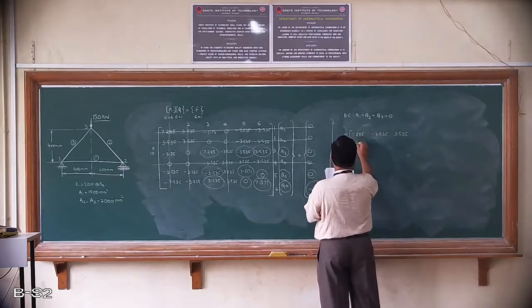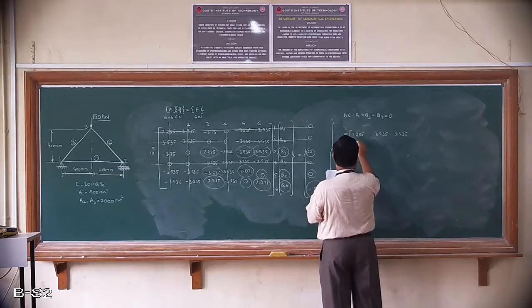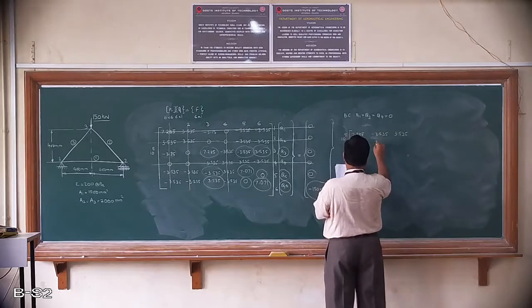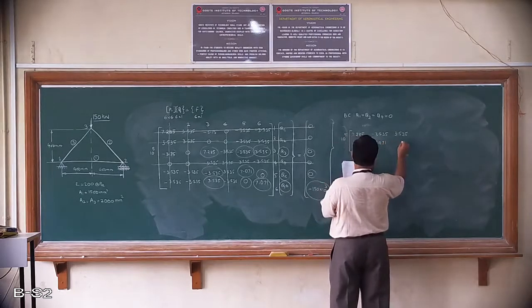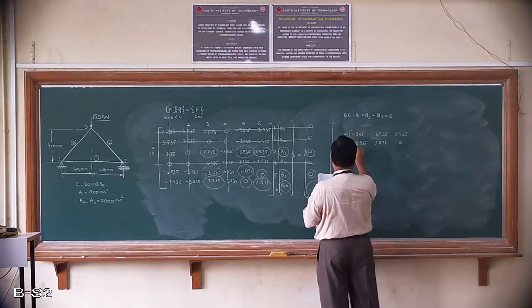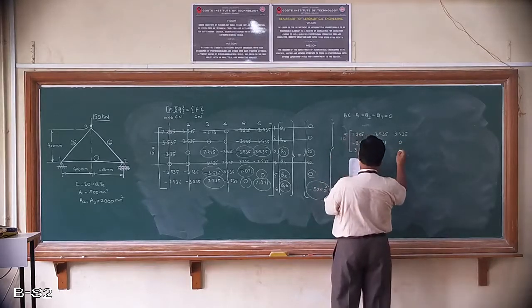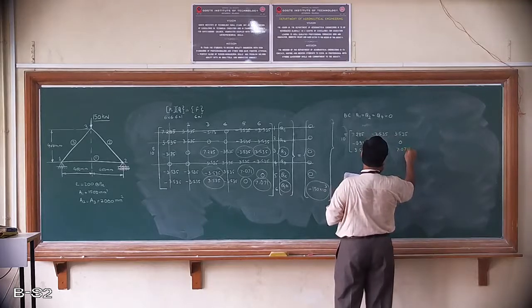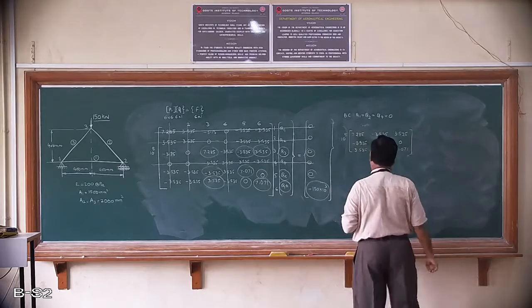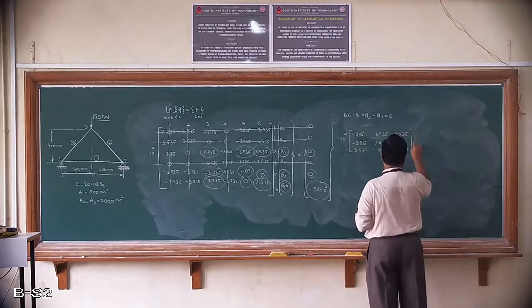Minus 5.3, 3.535, 7.071, 0, 3.535, 0, 7.071. This is the remaining 3 by 3 matrix.